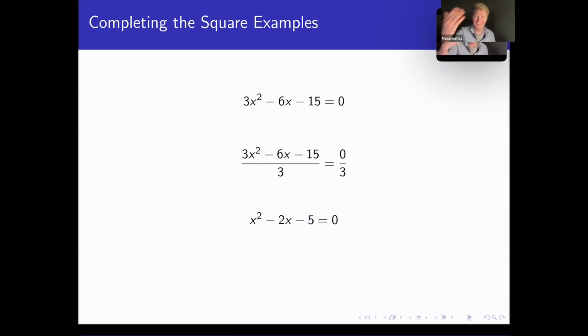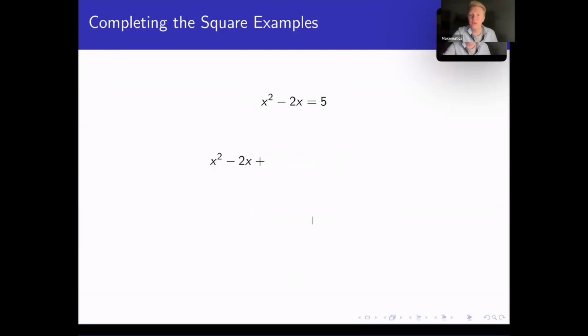Okay, now let's complete the square. Let's get our constant term away. Let's add 5 to both sides. Now we want to add (b over 2) squared to both sides. B is always the number attached to x. So b is negative 2. We're going to add (b over 2) squared to both sides, (negative 2 over 2) squared to both sides.